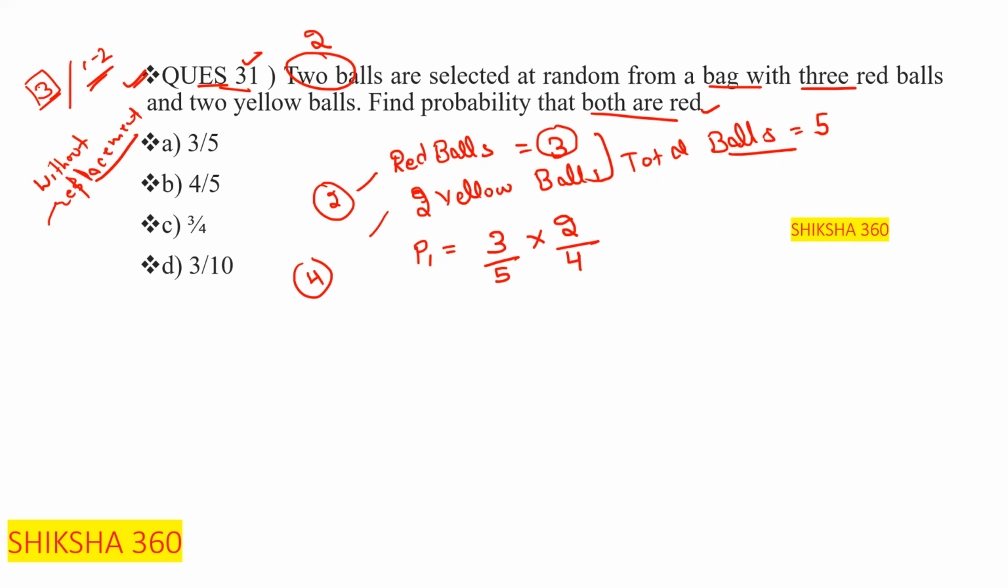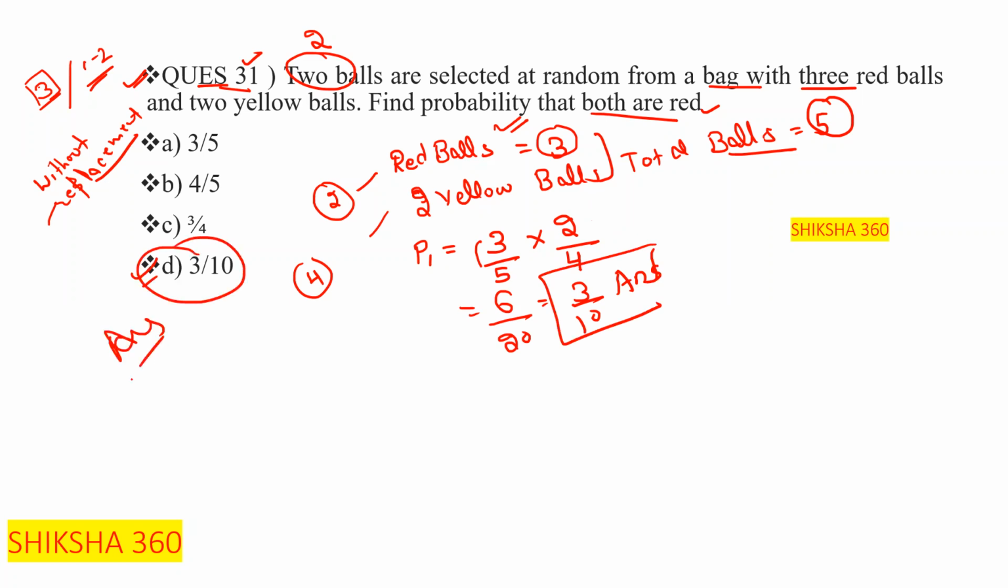2 balls are selected at random from a bag with 3 red balls and 2 yellow balls. How many total balls are there? It's 5. Total red balls are 3. For the first red ball, the probability is 3 by 5. For selecting the second ball, that is 2 by 4. So we will get the answer 6 by 20 or 3 by 10. So this is our answer. Option number D is the answer here.